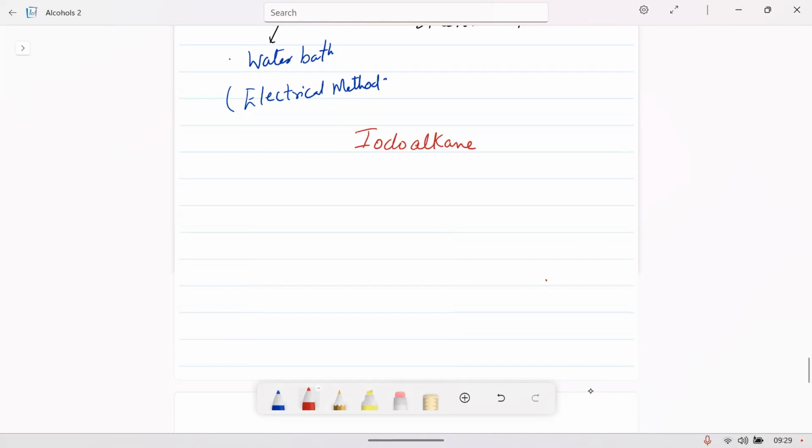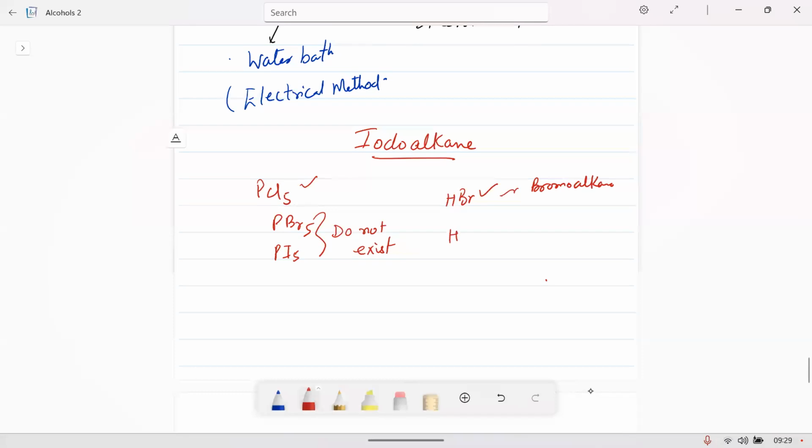The next is your iodoalkane. Now for the iodoalkane, the problem is, as I said before, PCl5 does exist, but PBr5 or PI5, these two do not exist. So we cannot use PI5 over here like the first one. The other problem is the HBr we were able to use for the bromoalkane. This was used for the bromoalkane, but you cannot use the HI over here.